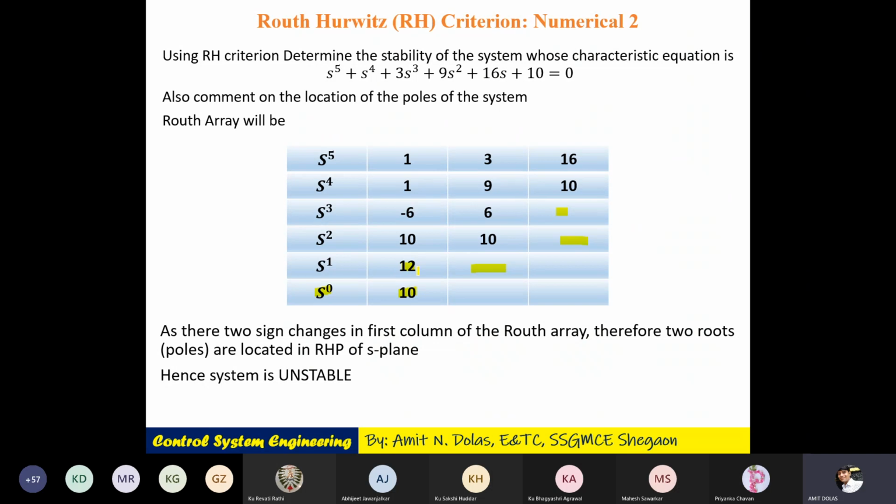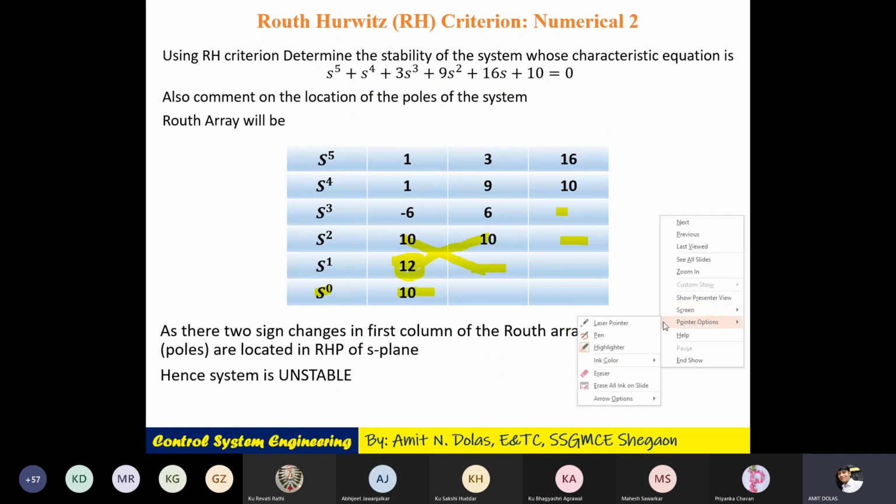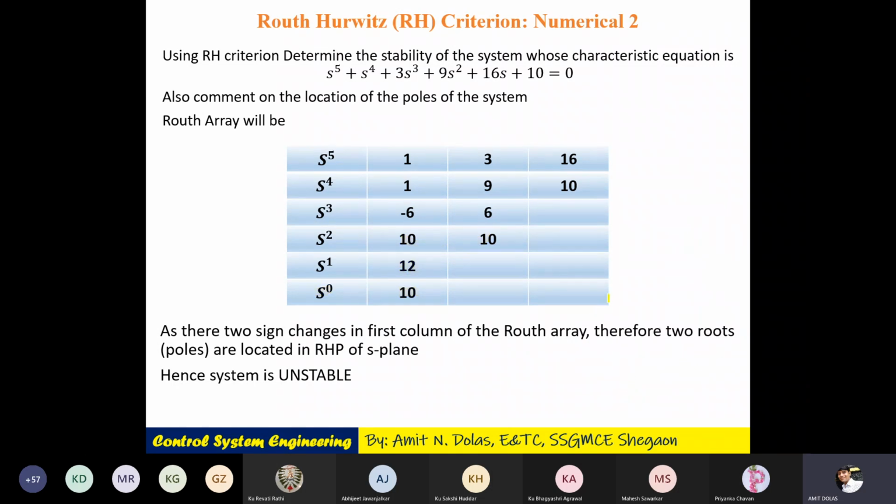सो उसके ऊपर का एलिमेंट 12 into cross multiplication 10, that will be 120 minus 0 divide by 12. So 120 divided by 12, you will get 10. So you can see here, how many poles are there then. Of course it is unstable, but how many poles are there?